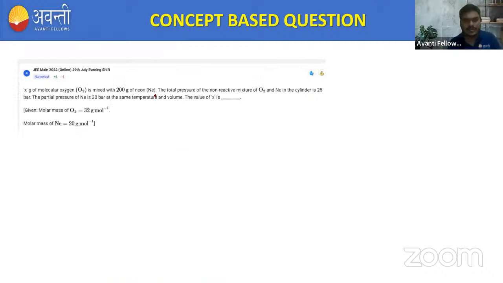Let's try to solve this question as well. This question is exactly the same, so try to solve this question as well. X gram of molecular oxygen is mixed with 200 gram of neon. The total pressure of the non-reactive mixture of O2 and neon in the cylinder is 25 bar. The partial pressure of neon is 20 bar at the same temperature and volume. You have to calculate the value of x. So try to calculate it quickly once. Do you understand what is said in it?